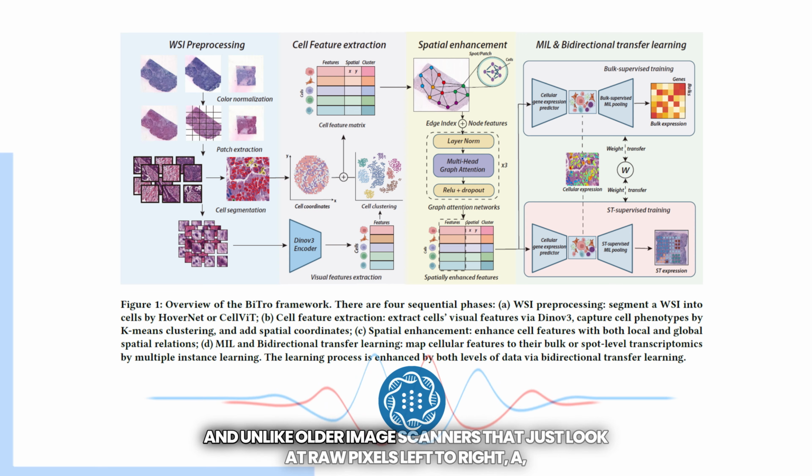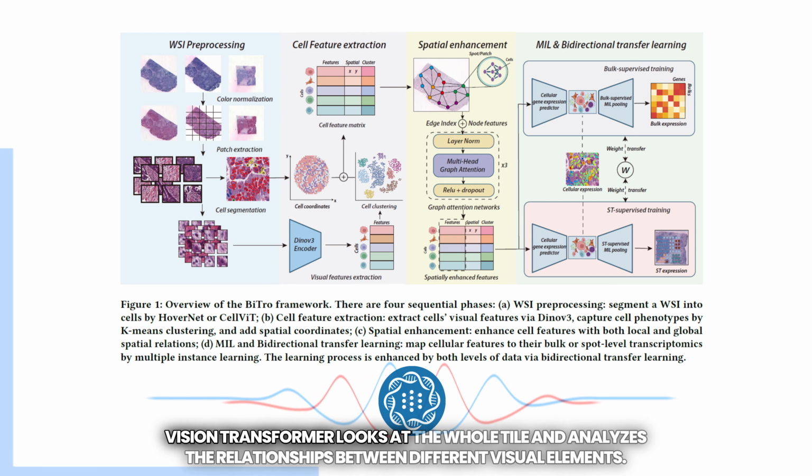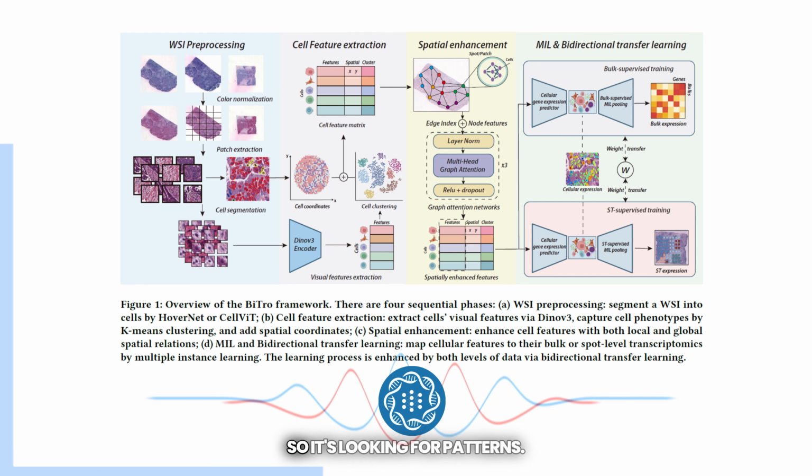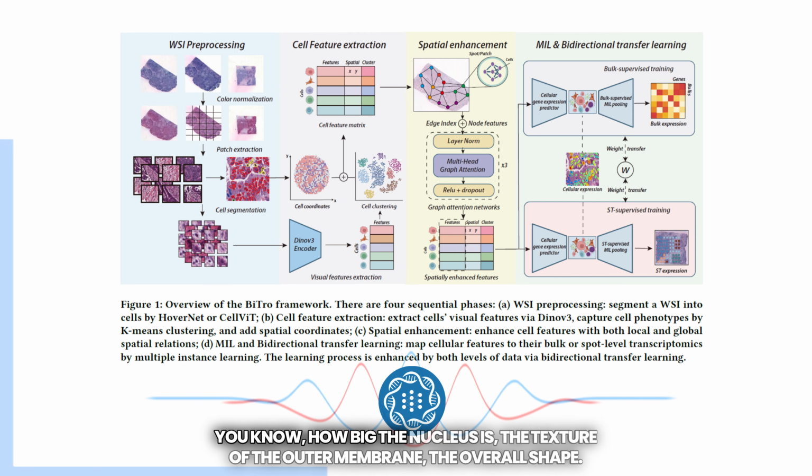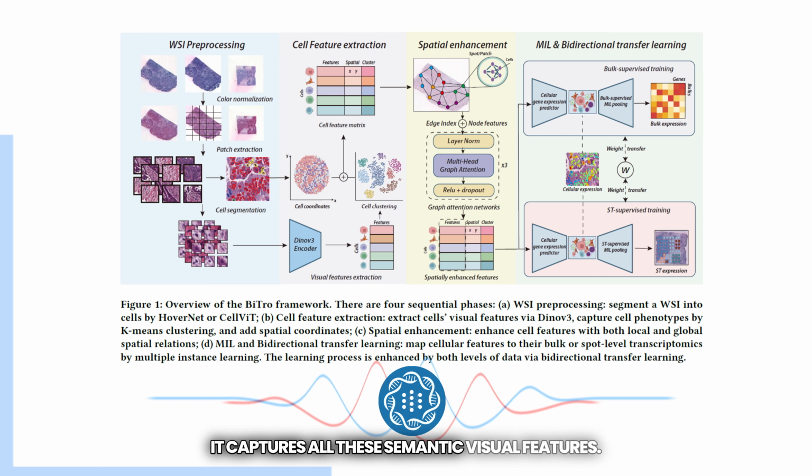And unlike older image scanners that just look at raw pixels left to right, a vision transformer looks at the whole tile and analyzes the relationships between different visual elements. So it's looking for patterns. Right. It mathematically defines the look of the cell, you know, how big the nucleus is, the texture of the outer membrane, the overall shape. It captures all these semantic visual features.